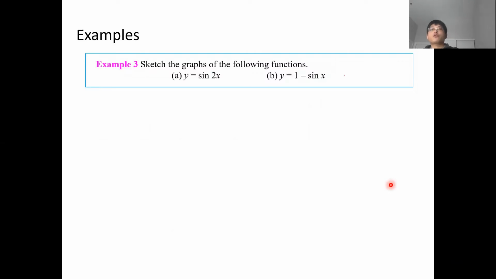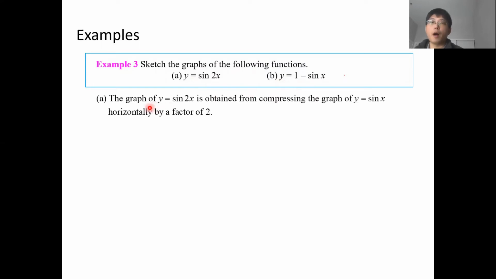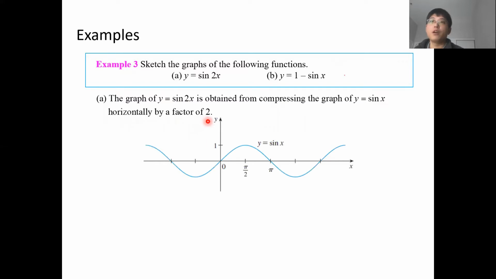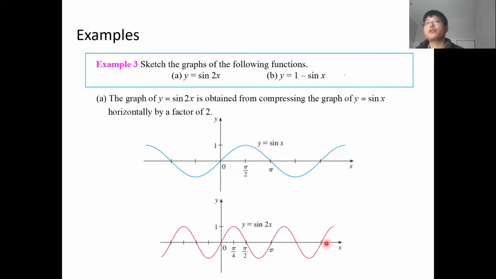Now let's look at the trig function example. If we wish to sketch the graph of the following functions, the first one is y equals sine of 2x, and the second one is y equals 1 minus sine of x. For the first one, the graph is simply obtained from compressing the graph of y equals sine of x horizontally by a factor of 2. So you start from y equals sine of x. If you do the compressing or shrinking, what you will get is something like this. So this will be the graph for sine of 2x.